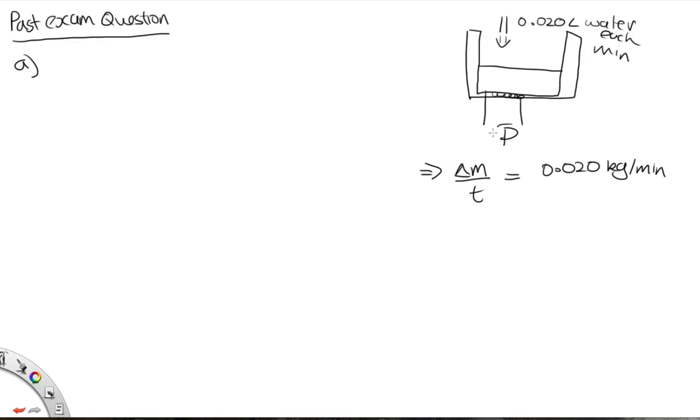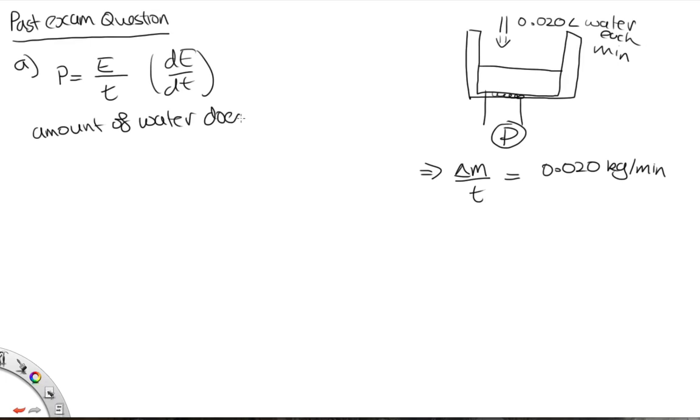In this question, we're asked to find P, the power. So power is the energy required per unit time, dE/dt. And we're told in the question that the amount of water doesn't increase or decrease. So in order for the water we're adding to neither increase or decrease, it means that the amount of water that we're adding each minute must evaporate each minute.